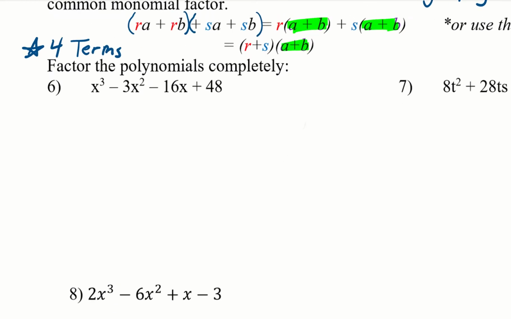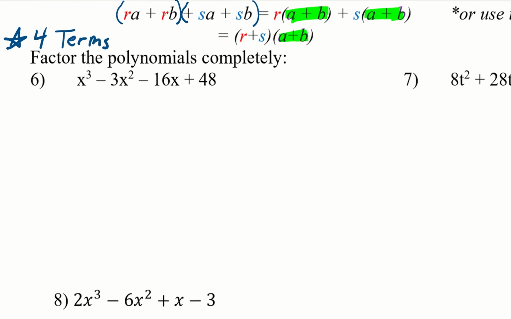So looking at number 6, we've got 4 terms: x cubed minus 3x squared minus 16x plus 48. They don't all have a greatest common factor. So what we're going to do is we're going to go ahead and group these ones together, and we're going to group this together. Don't forget to include the sign in front of the number. From there, we want to try to figure out what each group has in common. Between x cubed and negative 3x squared, they have this x squared. And then the other factor would end up being x minus 3.